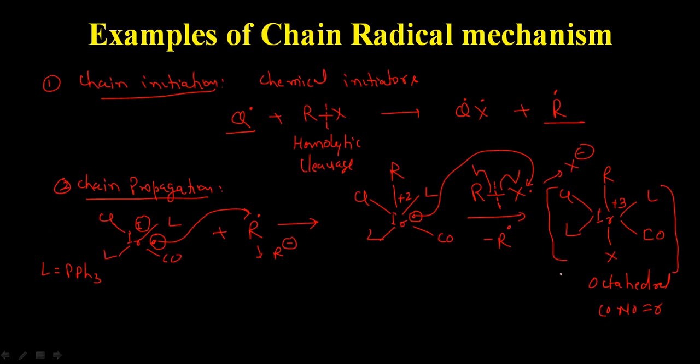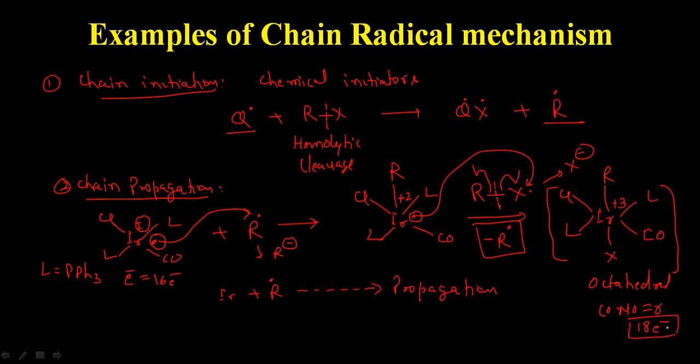So at this situation, now we can see that there is again formation of R radical. So R radical is again generated. So this will again propagate the reaction. So it will react with one more iridium complex, R radical, and so on. The chain will continue. So in this way we will have propagation. In the starting complex the electron count was 16 electron, but in the final complex we have now 18 electron count. So now the compound is coordinately saturated, which was initially coordinately unsaturated.